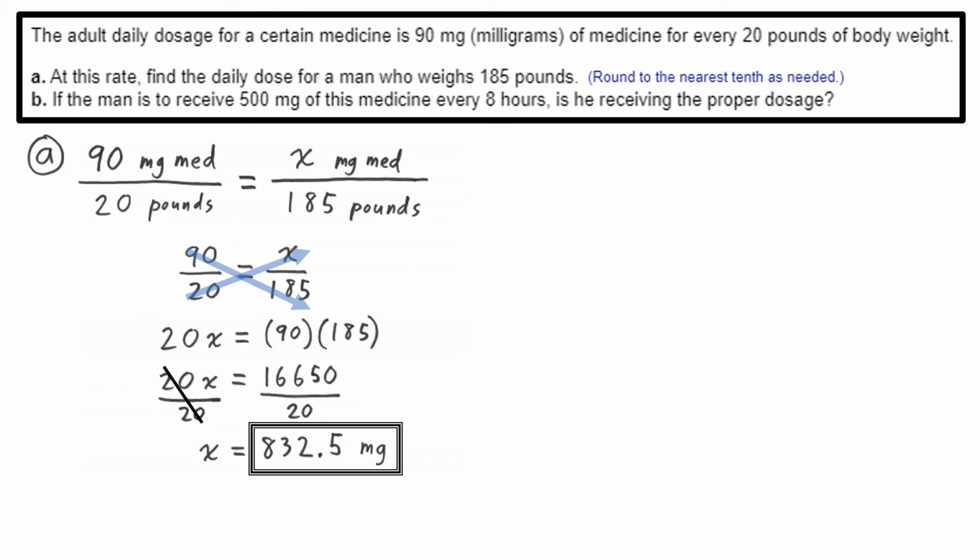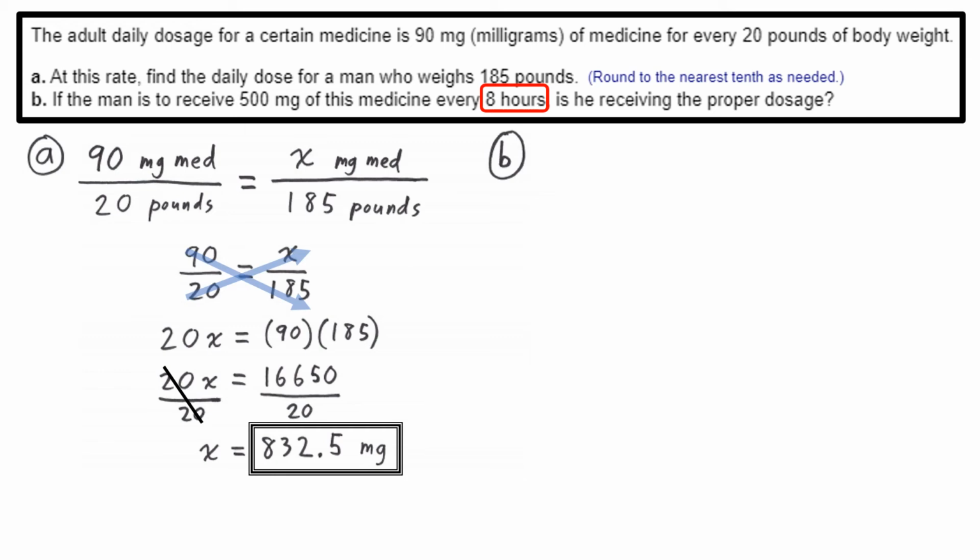Now on to part B. If the man is to receive 500 milligrams of this medicine every 8 hours, is he receiving the proper dosage? So the key is he's getting 500 milligrams every 8 hours. Let's focus on that 8 hours. We need to know how many times he'll receive the medicine in one day.